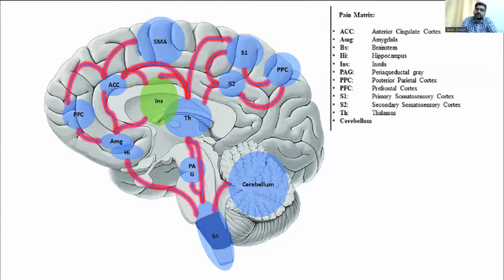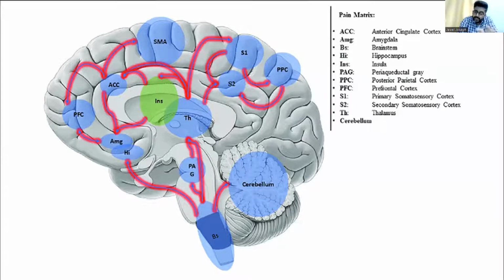This is a diagrammatic representation of various areas of the brain which are associated with perceiving pain. You can see that almost every area in the brain is associated with the perception of pain. And now we may have a clearer idea about how pain is an experience rather than a mere sensation.